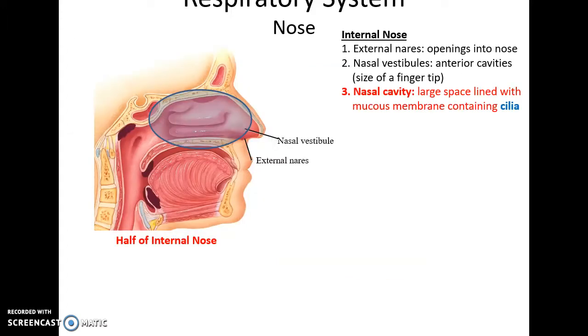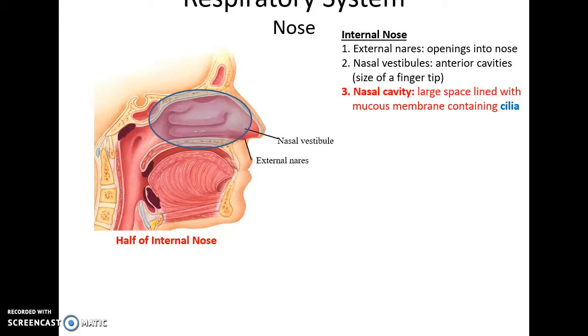The internal nose, the nasal cavity, initially starts off with the opening to the nose. These are the external nares. We might think of them as nostrils. And then the little bit of space after that is the nasal vestibule. These are tiny anterior cavities about the size of a fingertip.